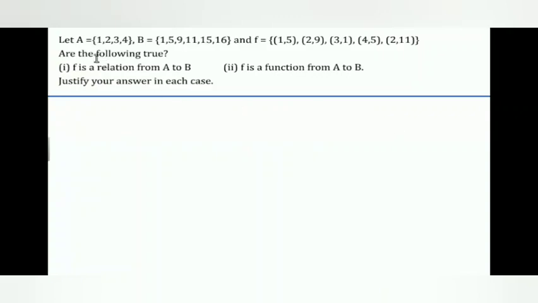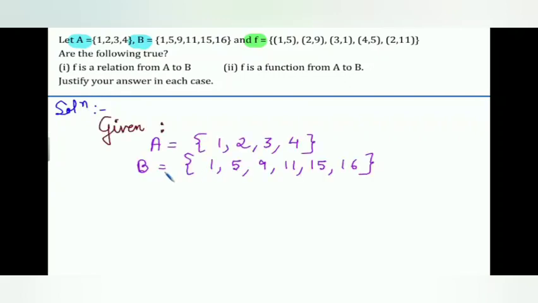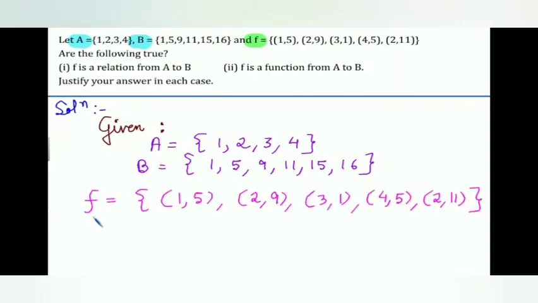Now moving to our next question. Let A is equal to {1, 2, 3, 4}, B is equal to {1, 5, 9, 11, 15, 16}, and function f is equal to the relation {(1, 5), (2, 9), (3, 1), (4, 5), (2, 11)}. Are the following true? Question number 1: f is a relation from A to B. Here the function is given: (1, 5), (2, 9), (3, 1), (4, 5) and (2, 11).